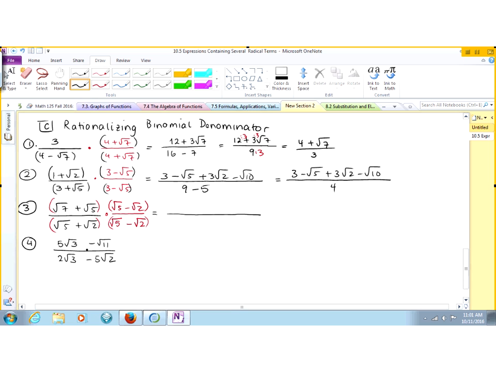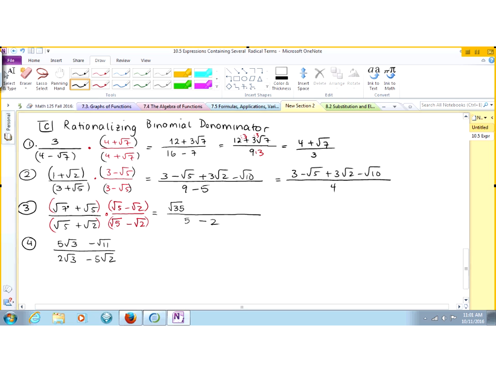Okay, so what do we have on the bottom? It's just the first and the last. The first is square root of 5 times square root of 5, that is 5. And the last is square root of 2 times negative square root of 2, that is minus 2. Yes, finish. Now, what do you have on top?